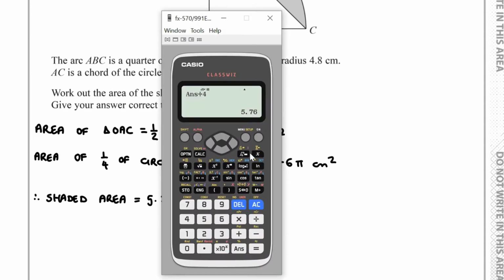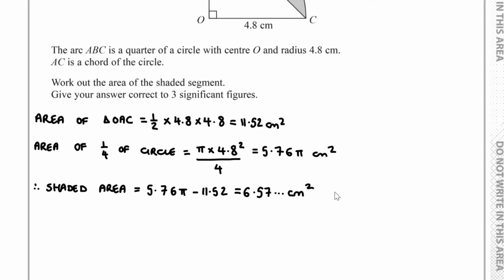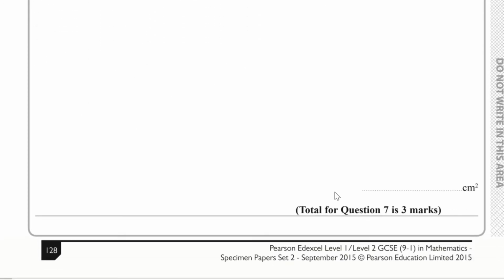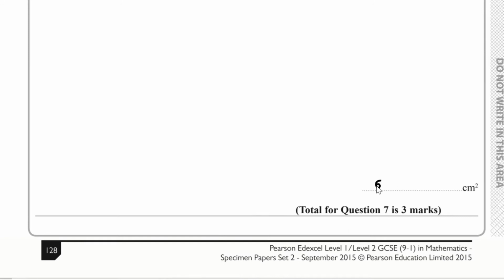So if I work this out, if I multiply this by pi first of all, and then subtract off 11.52, it turns out we get 6.57, etc. centimeters squared. To three significant figures then, we have 6.58. So we have 6.58 centimeters squared to three significant figures.